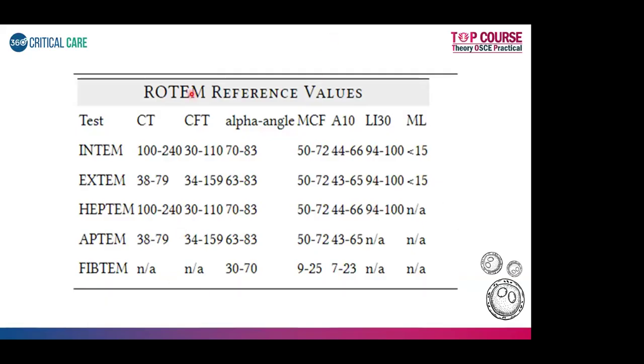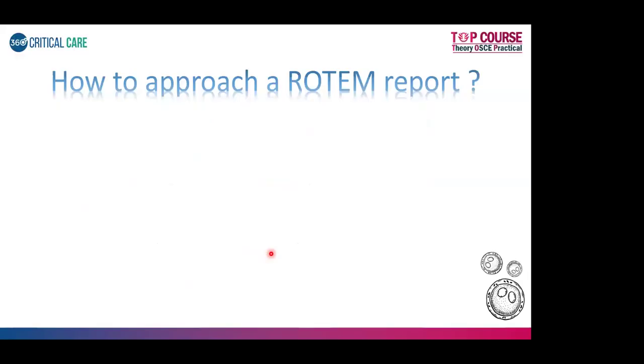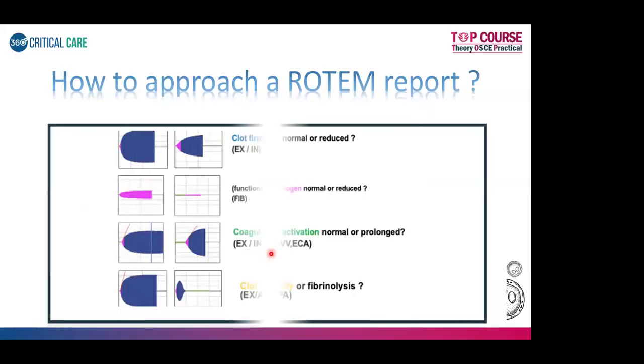If you see here, in FIBTEM we are not giving anything regarding CT, CFT, lysis 30 or maximum lysis. The only things we are talking about are the alpha angle, maximum clot formation and A10. Why we do this is, remember, if the FIBTEM value is less than 40, that means it is suboptimal. So if you can remember this one number, I'll be happy. Any FIBTEM value less than 40, especially in the alpha angle, you have to take as a probable issue with fibrinogen. So probably it is a DIC. So you start with extem, intem, heptem, FIBTEM, and aptem.